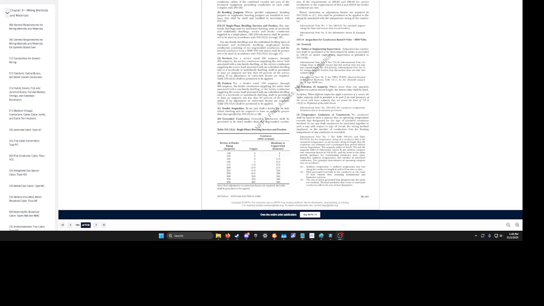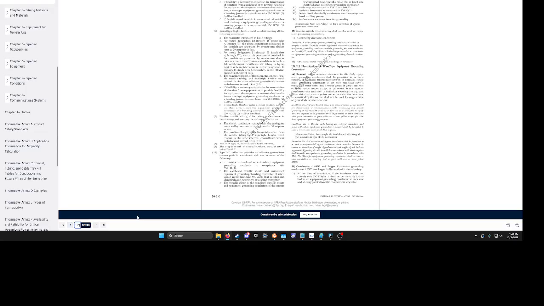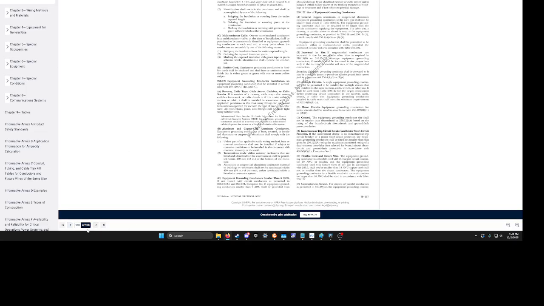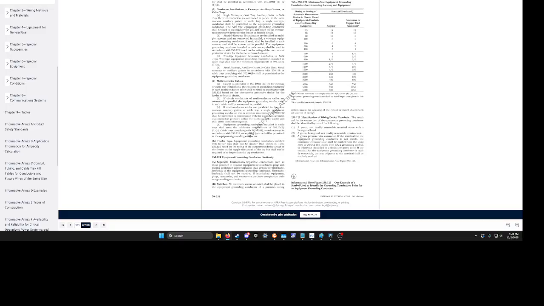And then aside from that, the only other thing you might need to know is in 250. Let's see if I can find it here. There is one table that we use about sizing. Yeah, okay, I found it. 159. It's probably going to be off. Move one over, maybe two over. Yeah. So minimum size equipment grounding conductor.